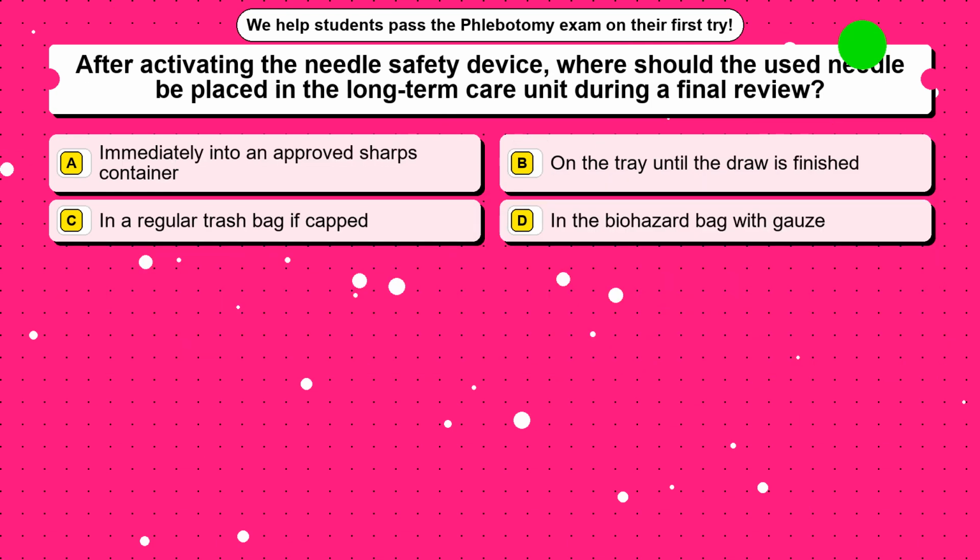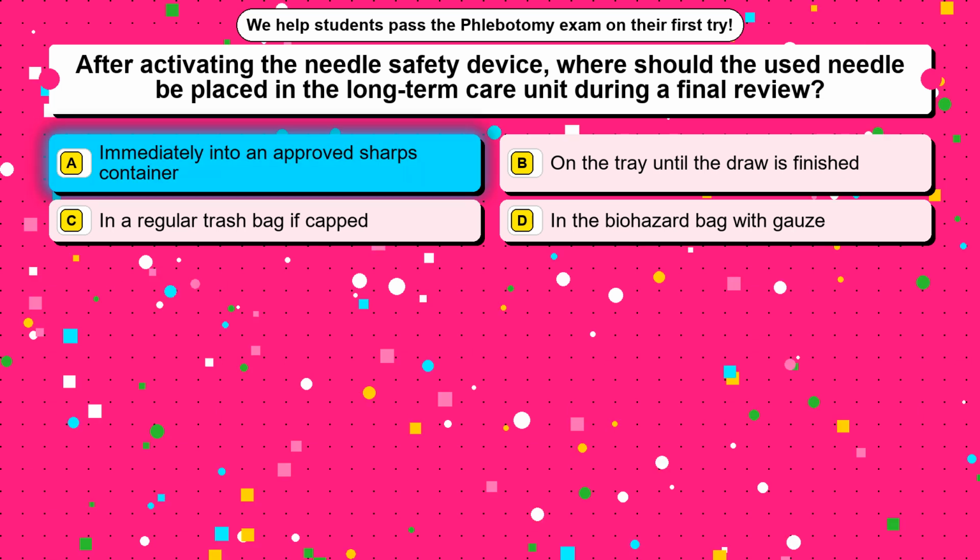Question 8. After activating the needle safety device, where should the used needle be placed in the long-term care unit during a final review? Option A. Immediately into an approved sharps container. Option B. On the tray until the draw is finished. Option C. In a regular trash bag if capped. Option D. In the biohazard bag with gauze.